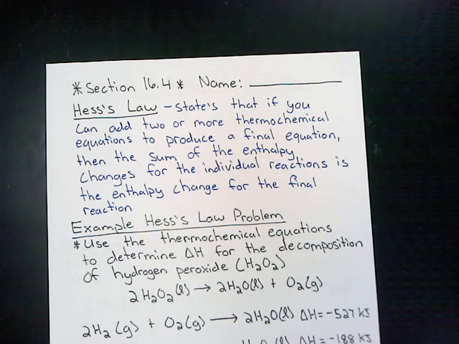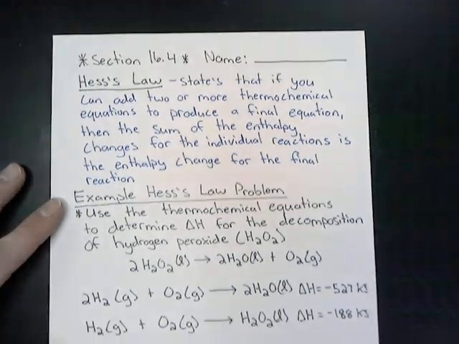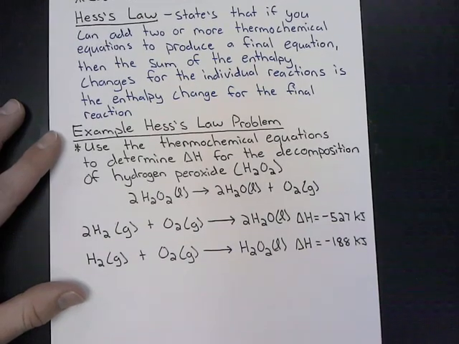There's a lot going on, a lot stated in this definition. But the major thing here is it's saying, hey, we know this delta H for one reaction. We want to manipulate it to be able to find the delta H for another reaction. So the best way to learn about Hess's law is to really do an example problem.